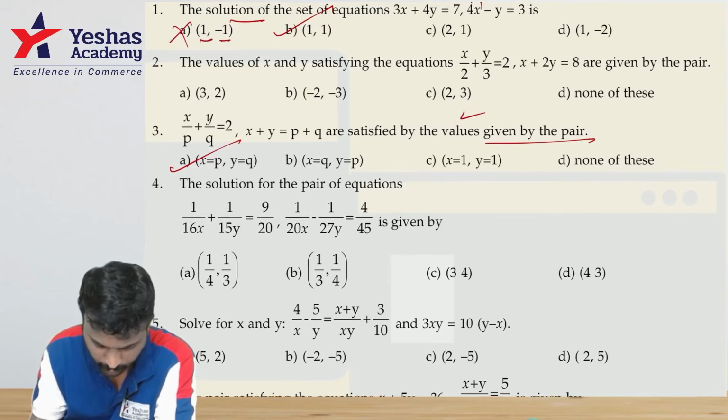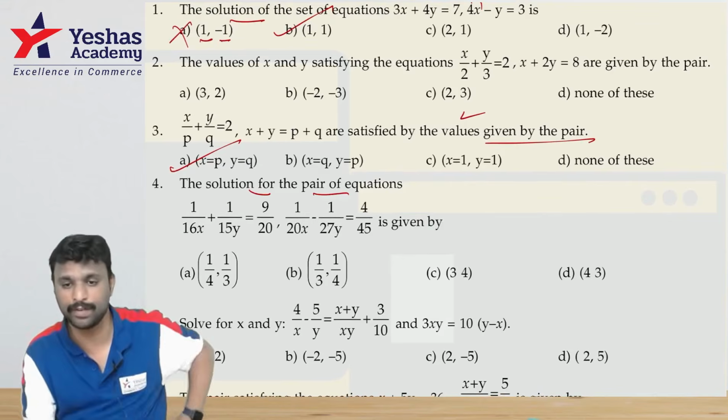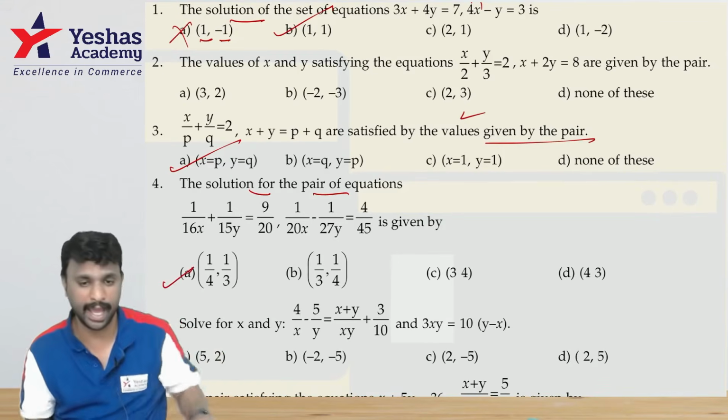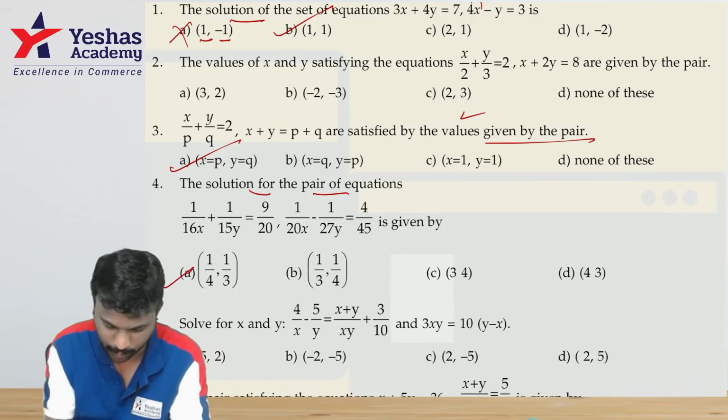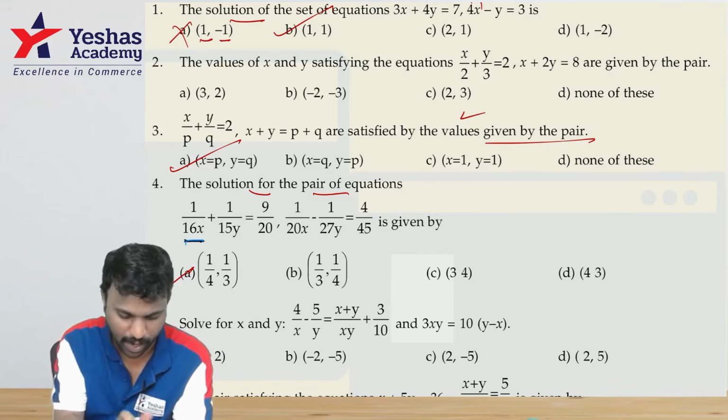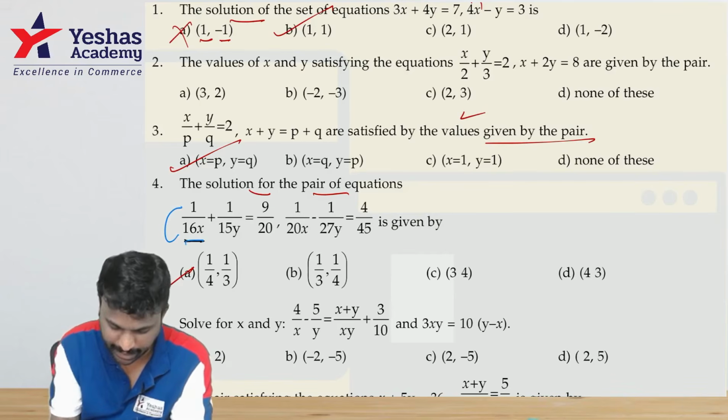Question number 4, the solution for the pair of equations. Guys, where are the x values and y values? The x values and the y values are in the options. Option A, if I hit. Guys, how do I hit the options? First of all, solve this denominator. How do I do it? 16 into what's my x? 1 divided by 4. How do I take it up? Divide equal.